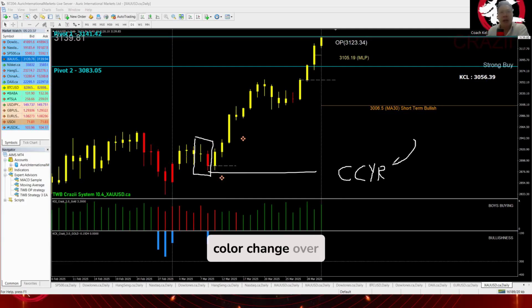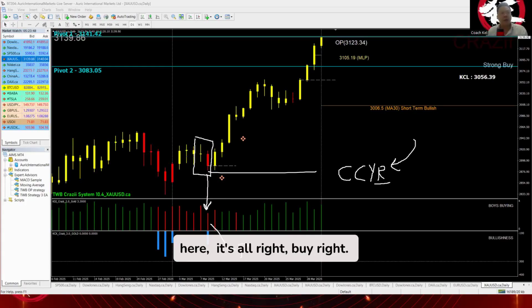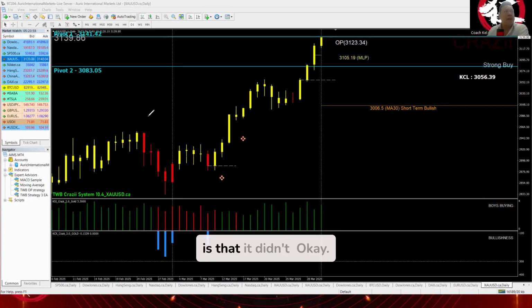And when the color changes over to whatever color at the back, the KSI has to be the same. So you can see down here is red and this is red, right? So from here itself, by right, it tells me that the market will have to go down. Okay, it has to go down. But the problem is that it didn't.